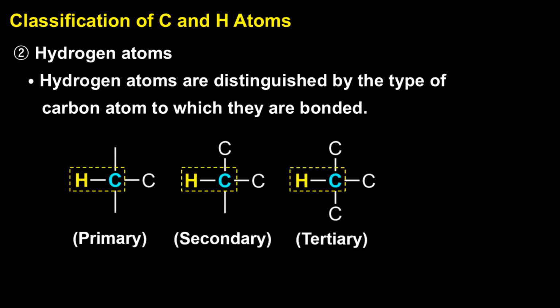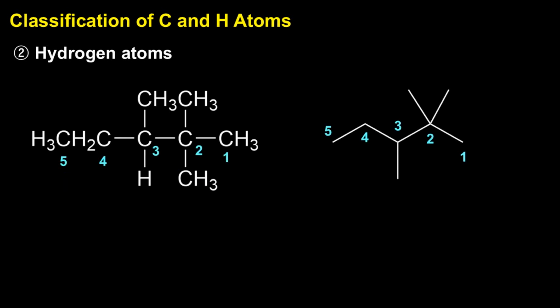We can also classify hydrogen atoms, and it all depends on the type of carbon they're attached to. If a hydrogen is bonded to a primary carbon, we call it a primary hydrogen. If it's attached to a secondary carbon, it's a secondary hydrogen, and if it's on a tertiary carbon, that makes it a tertiary hydrogen. Now, here's the thing. Quaternary carbons don't have any hydrogen atoms, so technically, there's no such thing as a quaternary hydrogen. Pretty straightforward, right? Now, let's go back to 2,2,3-trimethylpentane and take a look at the hydrogen atoms.